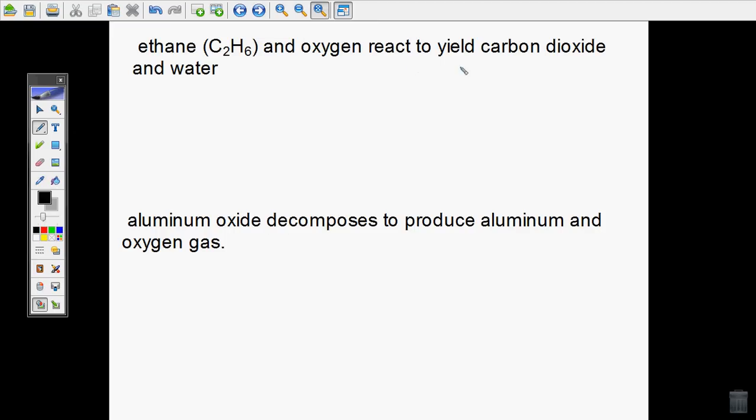Ethane and oxygen react to yield carbon dioxide and water. So I have ethane plus oxygen. Now remember, oxygen is a diatomic, so I can't just write O. I have to write O2. Any of the diatomics, you have to write the O2, H2, Cl2. You have to know those. Okay, carbon dioxide and water.